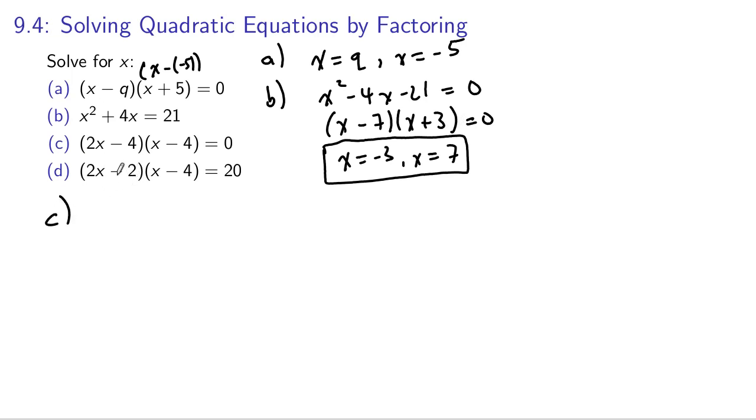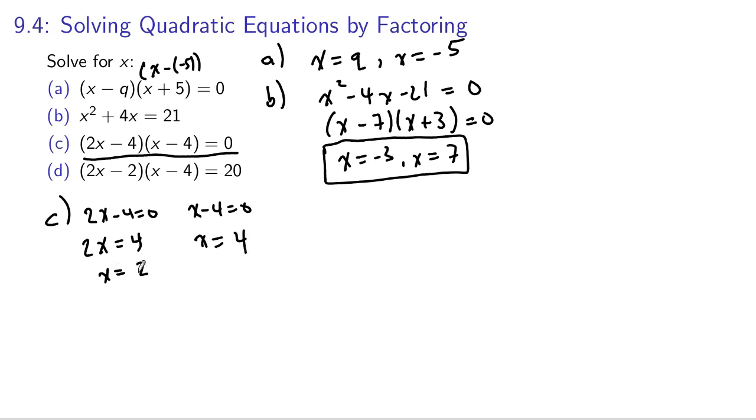C. So here we have it already in factored form, almost. We have this strange 2x here, though, which is not part of factored form. So we could take the 2 out, or we can just go ahead and use the zero factor principle to find the answer. 2x minus 4 is 0, or x minus 4 has to be 0. So we can solve each of these equations to get the answer. So 2x is 4, x is 4 halves, or 2. 4 over 2 is 2. X is 4, so x is 2 or 4 are the answers.